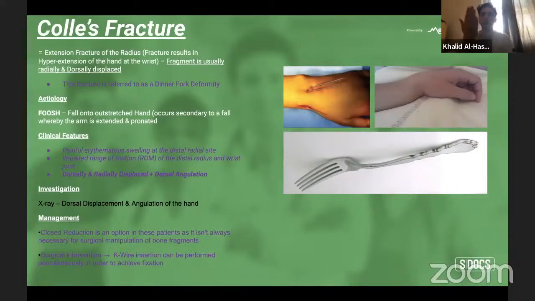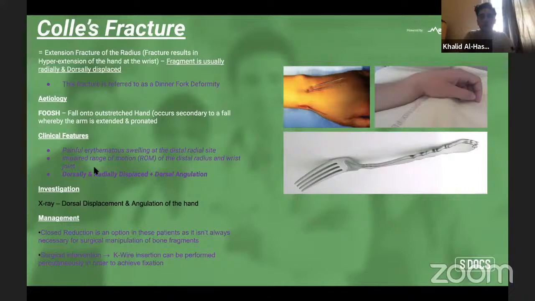If you take a look at the hand, this is the palmar aspect and this is the dorsal aspect. So there will be dorsal displacement of the bone, and it would usually be radially displaced, closer towards the radial bone itself. Now, the clinical features and why this is important is that there would be painful erythema, as with all fractures, and impaired range of motion at the wrist.